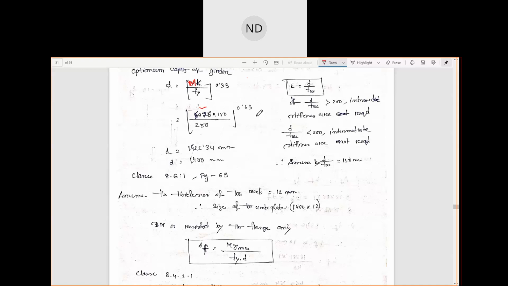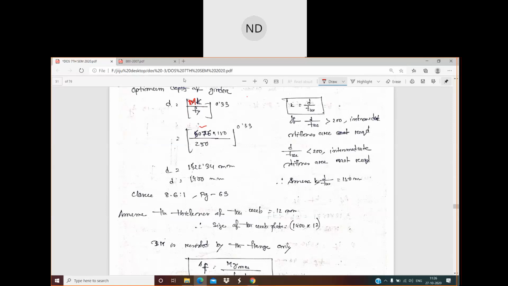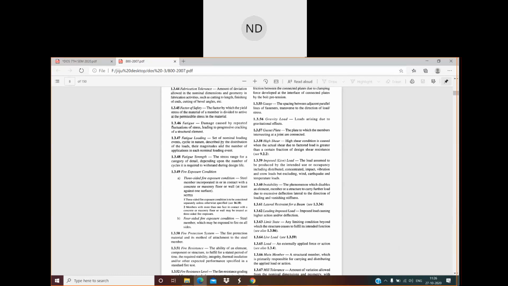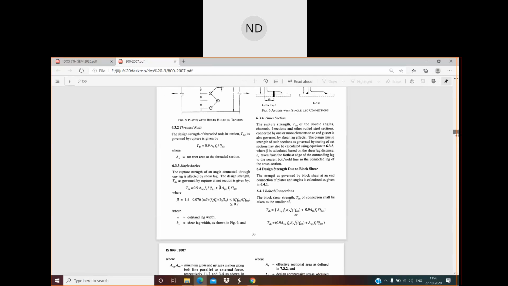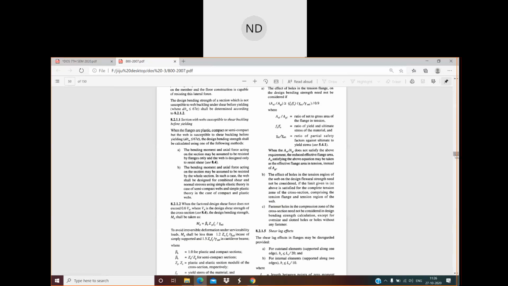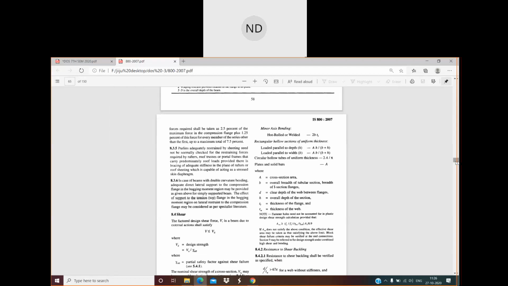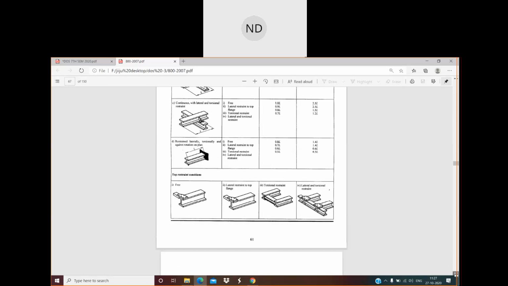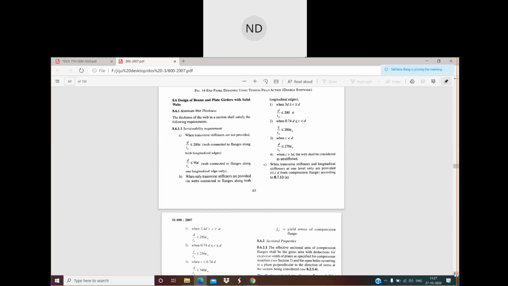K is given by D by tw. If I take you to the IS code, clause number 8.6.1.1, also 8.4. We need 8.6.1.1. You see here.